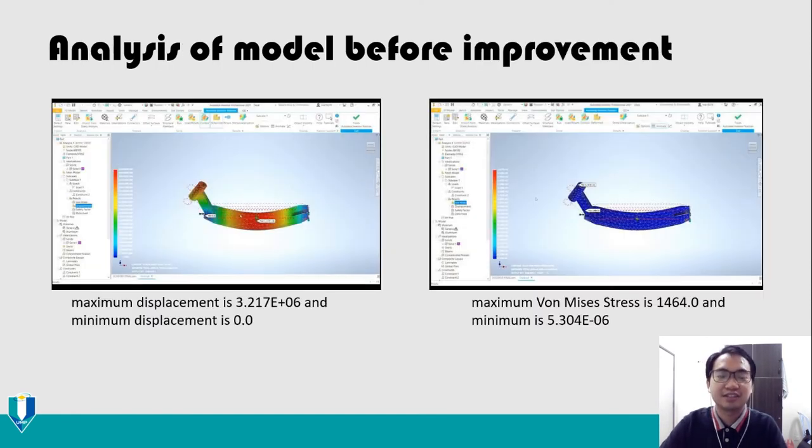As you can see on the screen, this is the analysis of the model before improvement. At the left, you can see that the maximum displacement is 3.217 E plus 06, which is 3.217 multiplied by 10 to the power of 6, and the minimum displacement is 0.0. And at the right, the von Mises stress is 1464 at maximum, and the minimum is 5.304 multiplied by 10 to the power of minus 6.